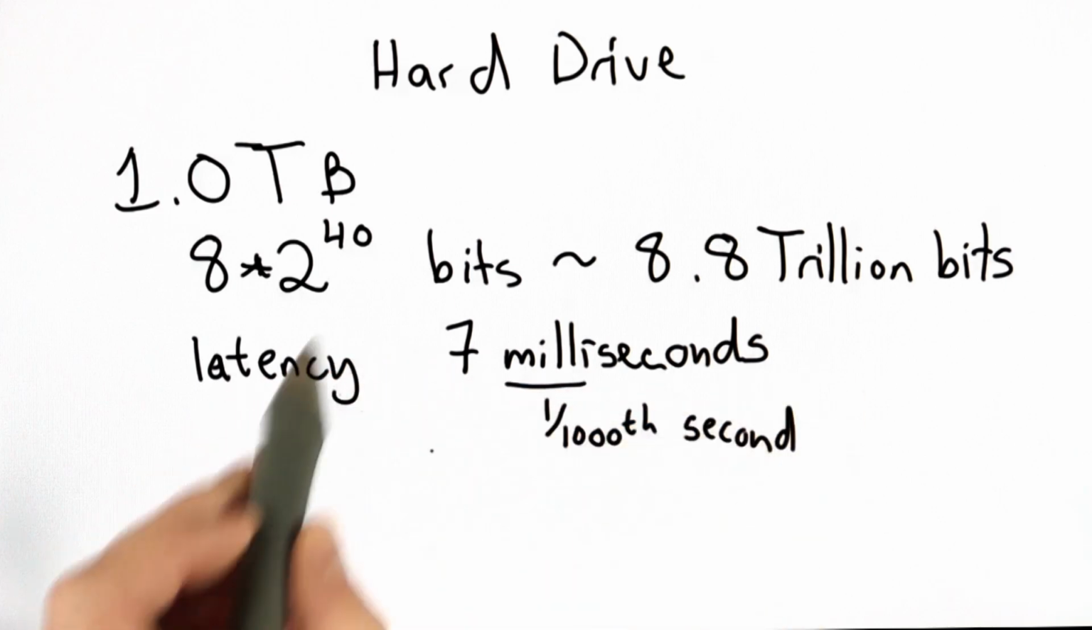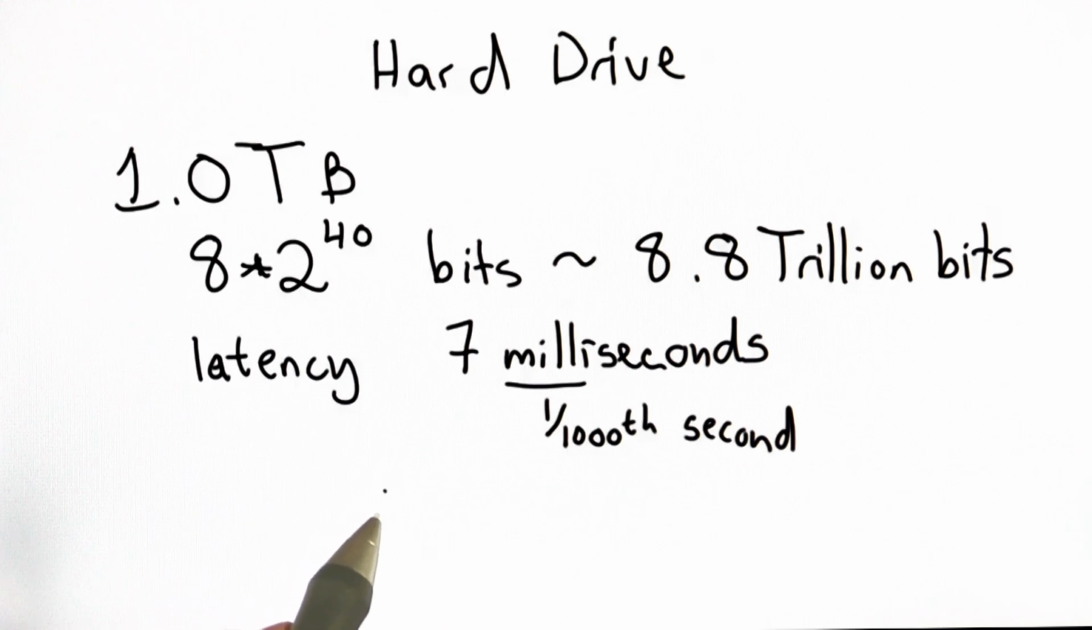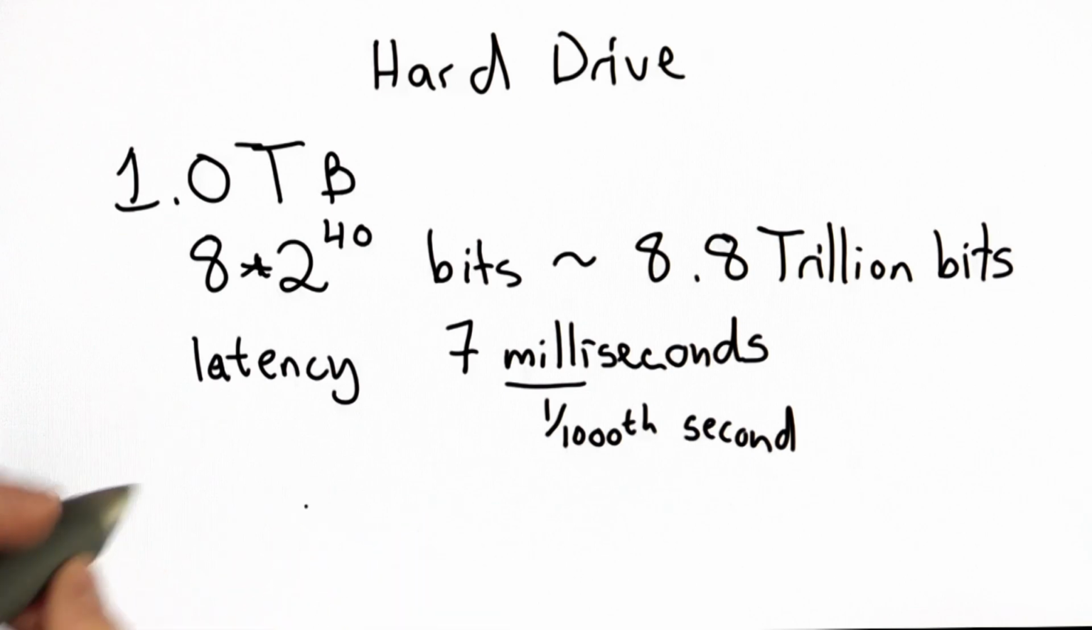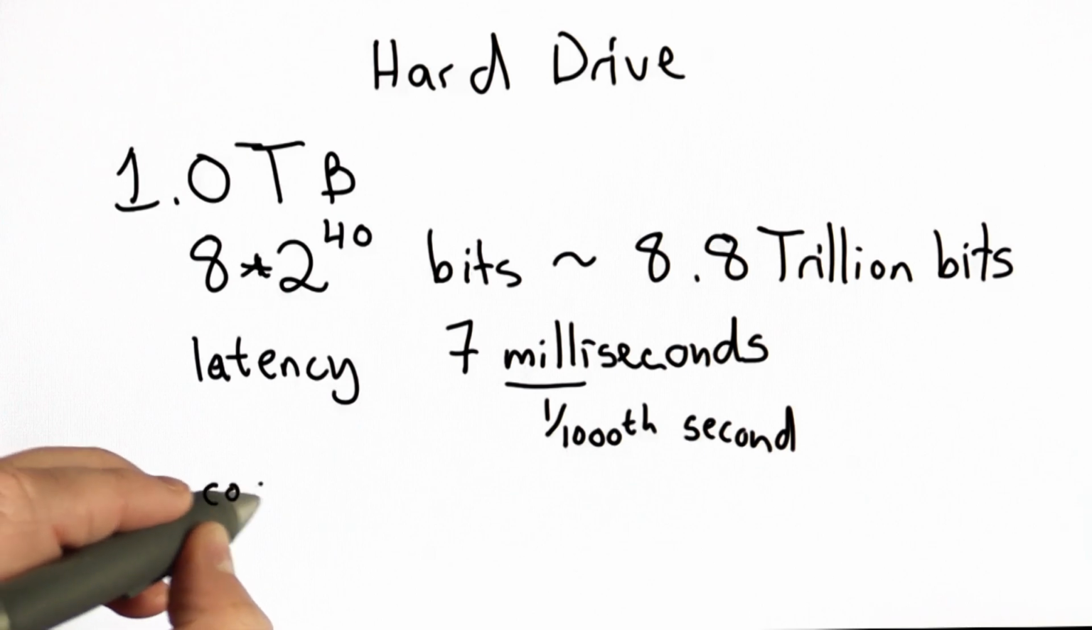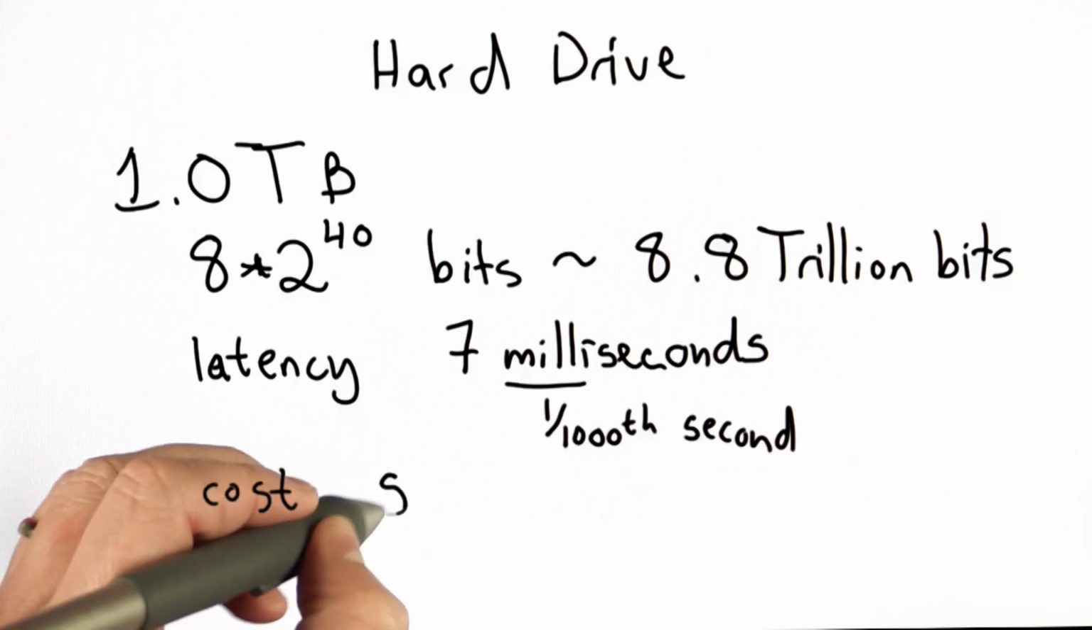And that's the average time. The time varies depending on where the data is. So if you have to wait for it to spin all the way around and move the head, that can take a lot longer. If you're lucky, the data is in the right place and it doesn't take that long. The cost of this hard drive is about $100 US.